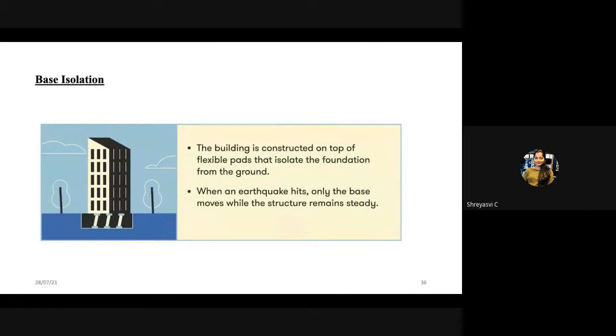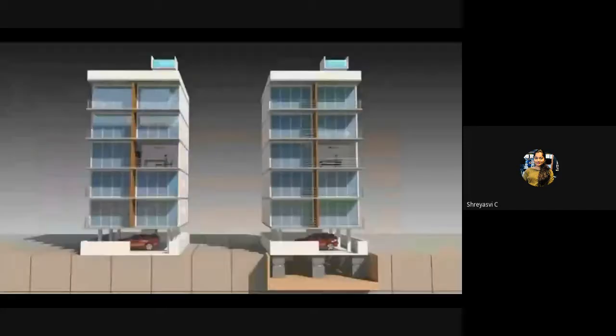So the first one is base isolation. Many of you may be familiar with it. As the name itself suggests, we are trying to isolate the building from its base. So the animation here is showing that whenever there is a ground movement, the base is going to shake while keeping the building intact. So that is the basic principle of any base isolation system.